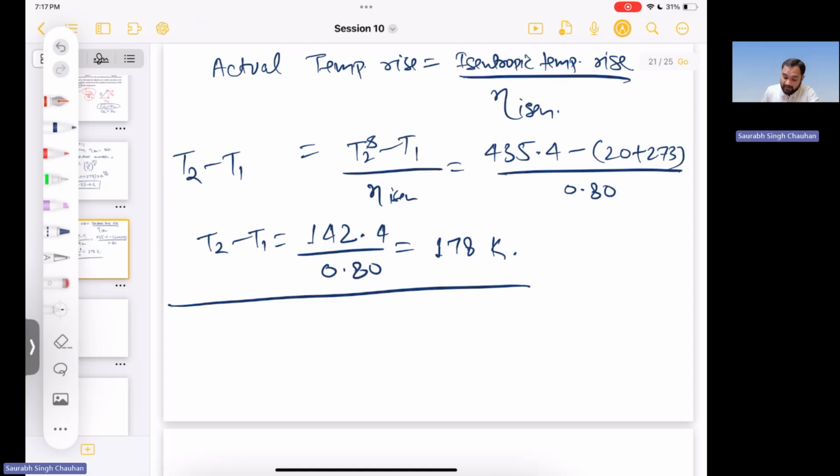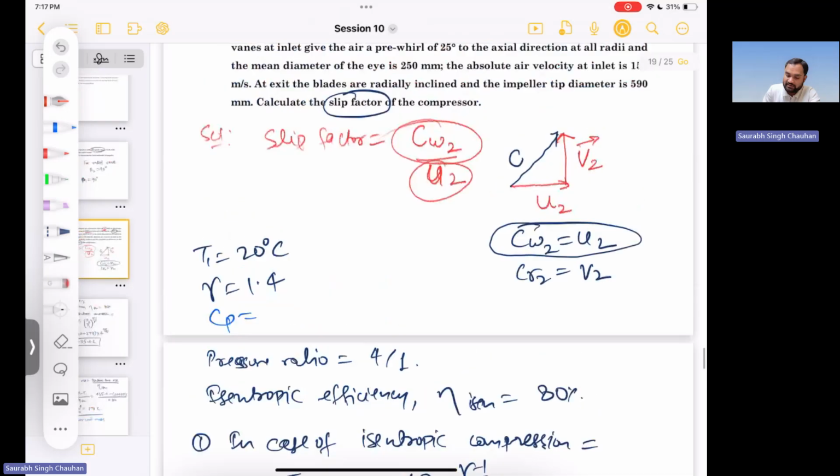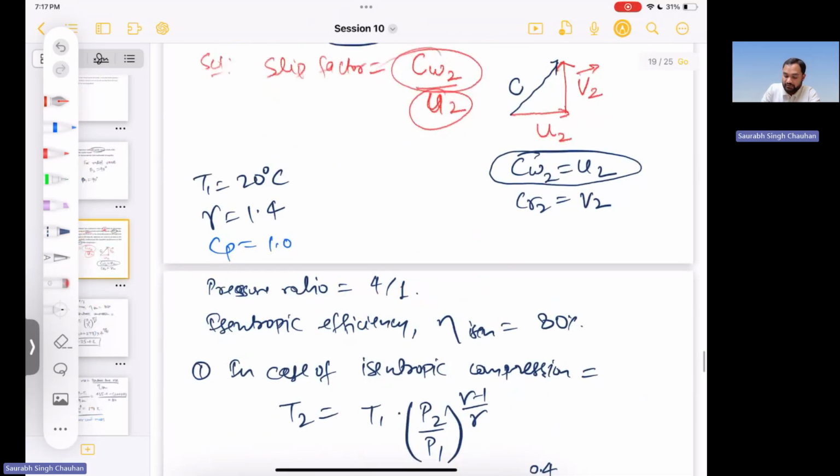Now you have the temperature rise, then you can calculate the power input requirement, right? So power input per unit mass will be Cp delta T. Let us take the standard value of Cp. I am assuming, since it is not given, 1.005 kilojoule per kg Kelvin.